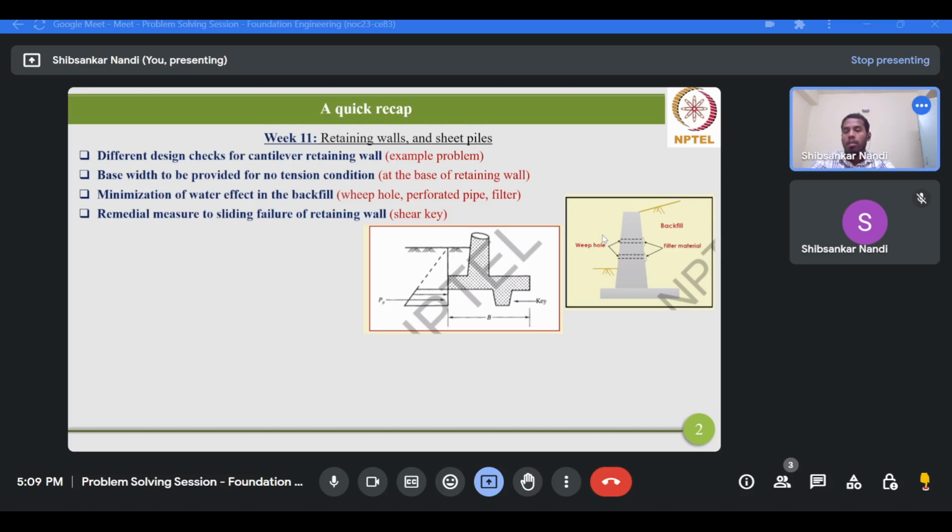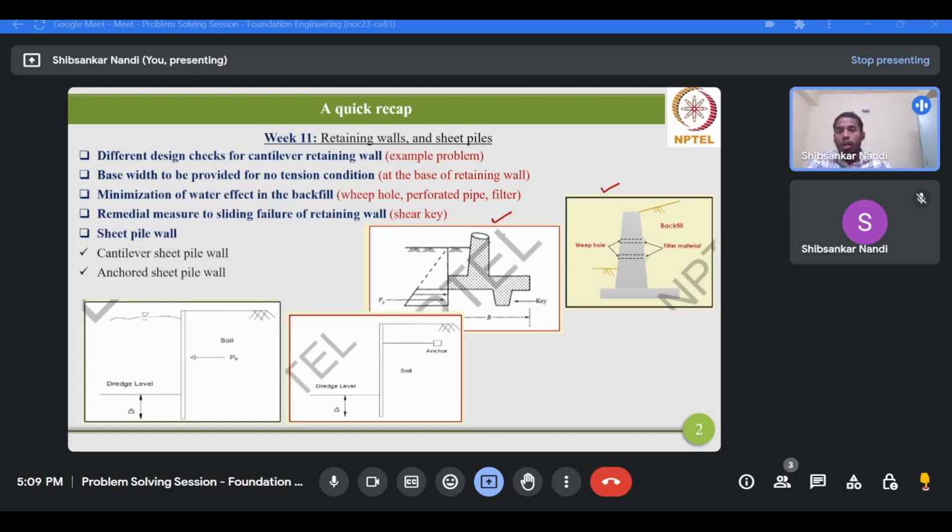And lastly, some remedial measures to sliding failure of a retaining wall, and it can be done by providing a shear key at the base of the wall. Okay, so these two pictures basically depict this point number 3 and point number 4. So this figure depicts the minimization of water effect in the backfill through weep holes, and this figure talks about remedial measure to sliding failure of retaining wall.